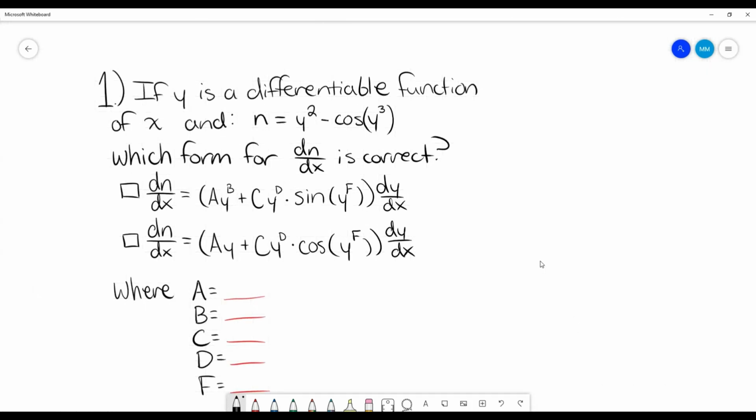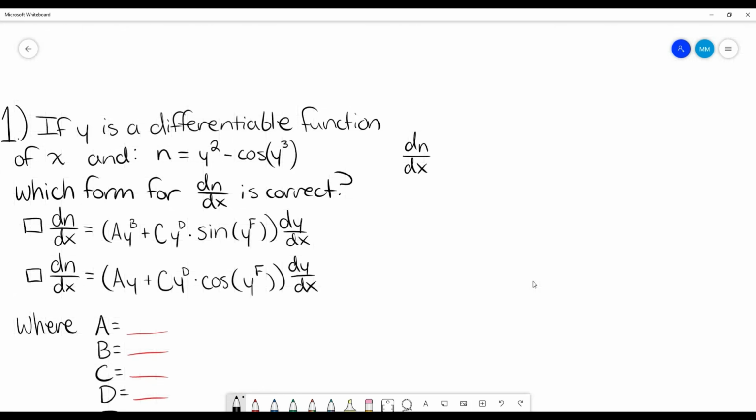So it says, if y is a differentiable function of x, and n equals y squared minus cosine of y cubed, which form of the derivative of n with respect to x is correct? Okay, well, we'll know that once we take this derivative, right? So I'm going to take the derivative of this function with respect to x.